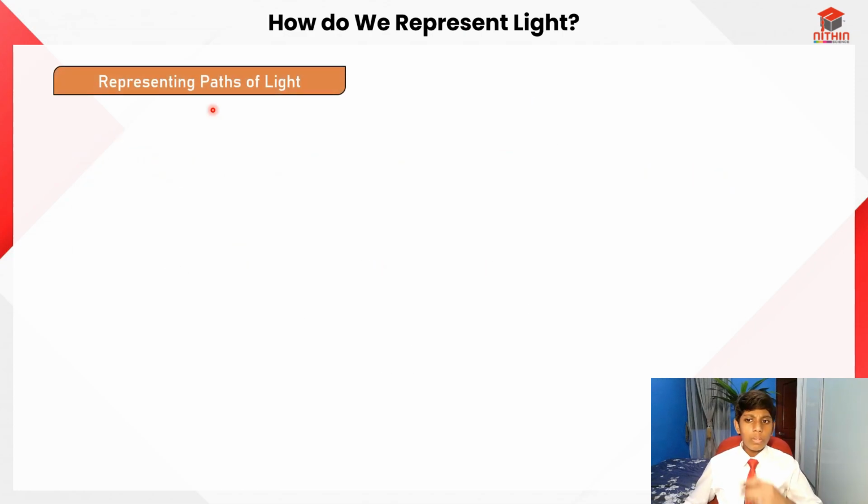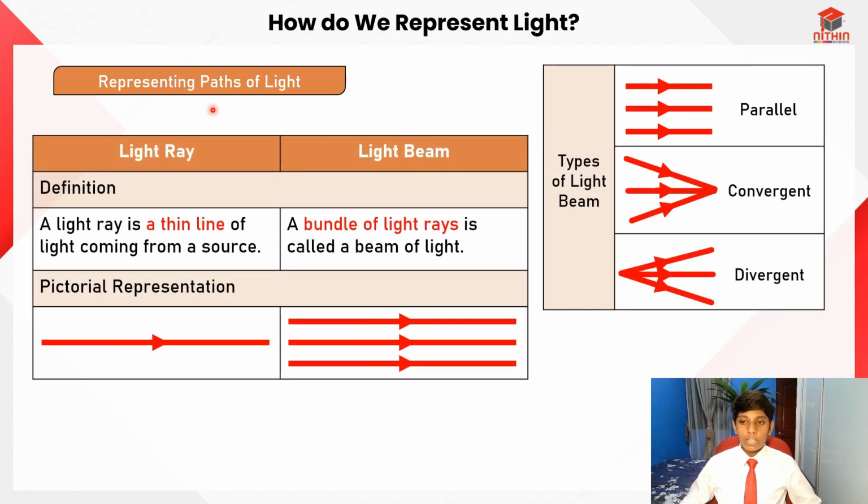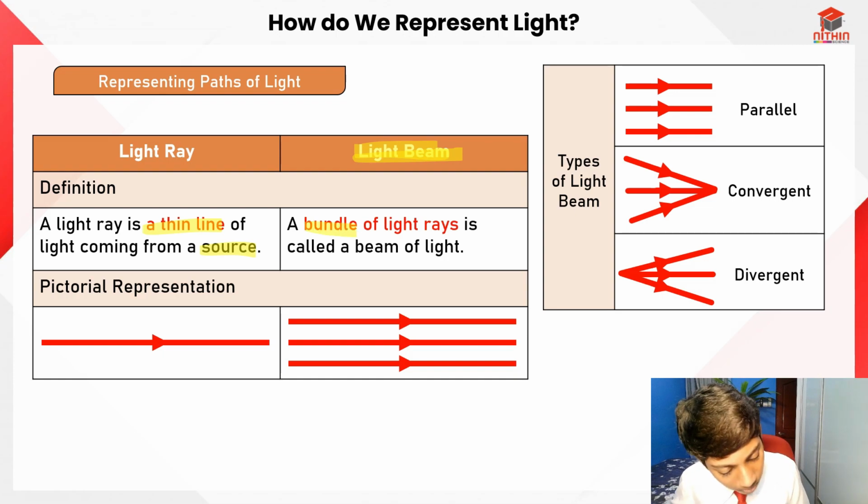So we are still going to be representing paths of light, but now it's different. We are actually representing many and different types of light beams. So first, light ray. What's the definition of a light ray? A light ray is a thin line of light coming from a light source, while a light beam, new word, is basically a bundle of light rays that is called a beam of light.